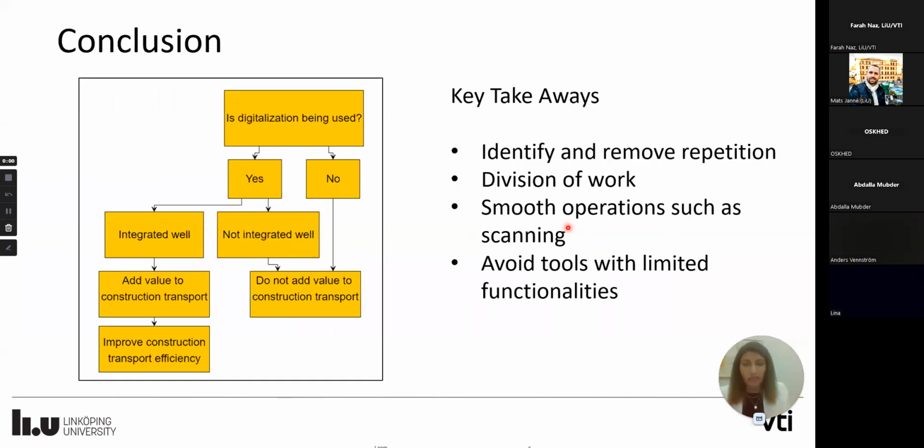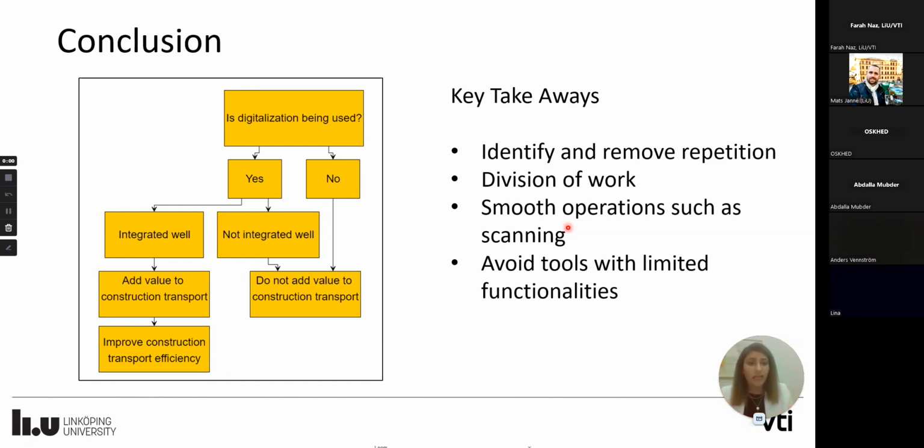But the conclusion is: is digitalization being used in the study transport flow? Yes, digitalization is being used. But the next question is whether the digitalization is integrated well or not. In this case it is partial, as we have seen: we have some value additions, but still some things that are not adding that much value. In order to reap the full benefit of digitalization, it is important that it be integrated well in the existing systems. It should not be only that we have adopted digitalization; it should also be integrated well. And if there is no digitalization at all, then definitely there will be no value addition and no improvement can be brought in construction transport efficiency.